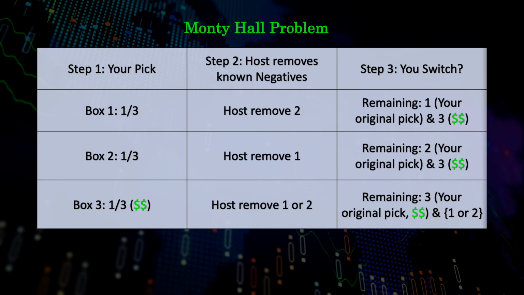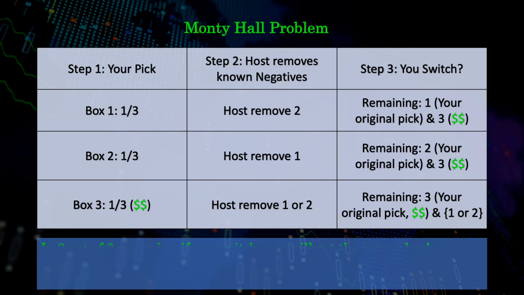In step 3, if you switch in 2 out of 3 scenarios, you will get the money. Only in the last one where you originally picked the money box, you would lose it. So you should switch because that's only 1 out of 3. So you have 2/3 probability to get the money box if you switch, while only risking 1/3 probability of losing it.